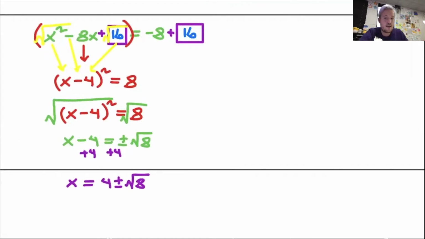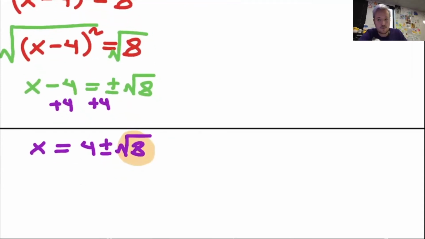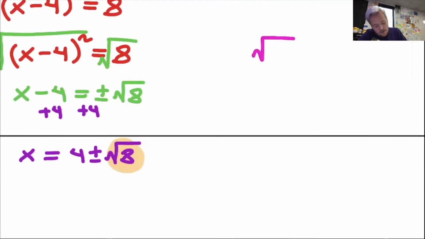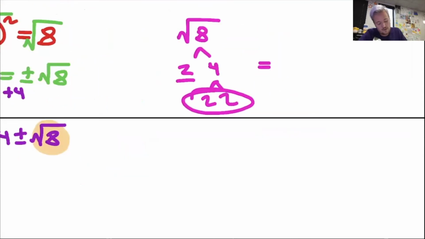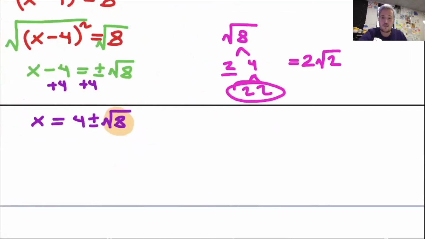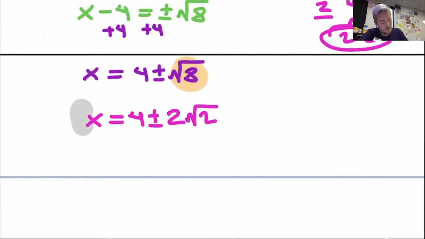Now, we're technically not done here. The reason we're not done is because the square root of 8 should be broken down and put into simplest radical form. So I'm going to go over here to the side and do a factor tree of 8. So when I do my factor tree of 8, we're going to have a pair of 2's and one leftover 2, which means this is going to be 2 root 2. All right, so I'm going to replace the square root of 8 with 2 root 2. So that means we're going to have x equals 4 plus or minus 2 root 2. This is your final answer.